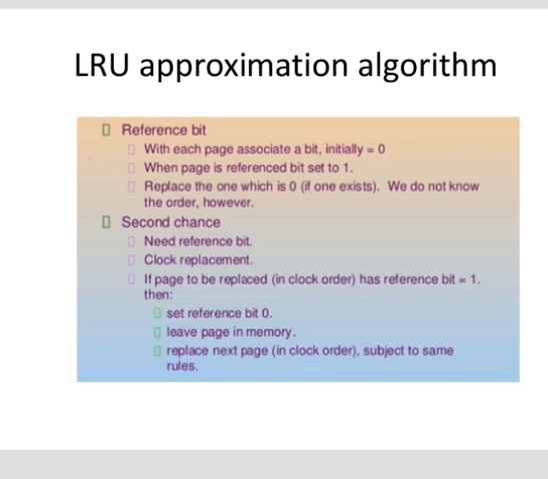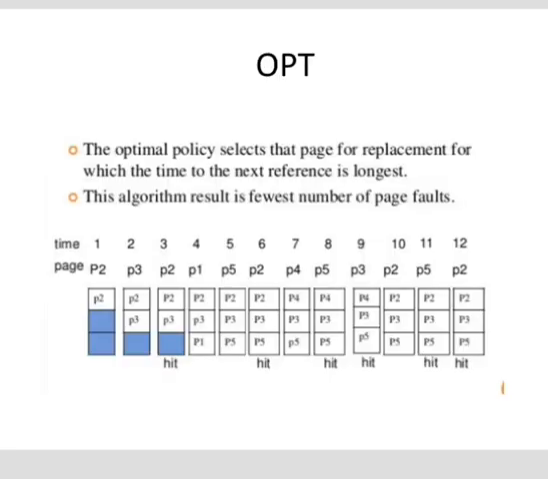So here, with each page, a reference bit is associated. Initially it is 0. When a page is referenced, the bit is set to 1. Then replace the one which is 0, if one exists. So second chance is needed, clock replacement, and if the page to be replaced has a reference bit of 1, then set the reference bit to 0, leave the page in memory, and replace the next page. So this is LRU approximation.